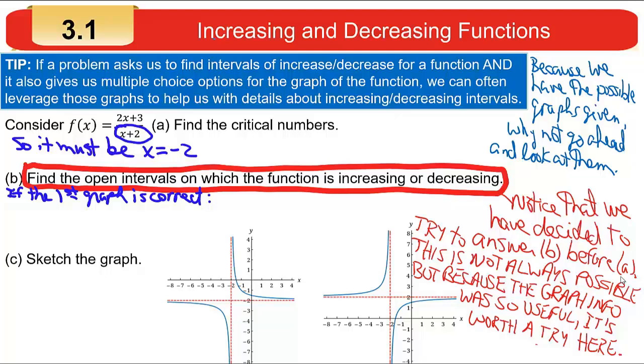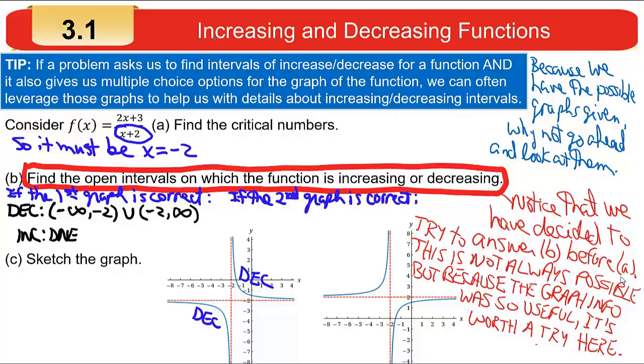Now, if this first graph is correct, the first one that's still displayed here, then the function is decreasing to the left of the asymptote, but it's also decreasing to the right. It's undefined at -2, which is the asymptote, but it's decreasing to the left and right of the asymptote. If the first graph is correct, then the intervals where the function is decreasing will be -∞ to -2, and -2 to infinity, in other words, to the left and to the right of the vertical asymptote. That's an if, though. We don't know yet.